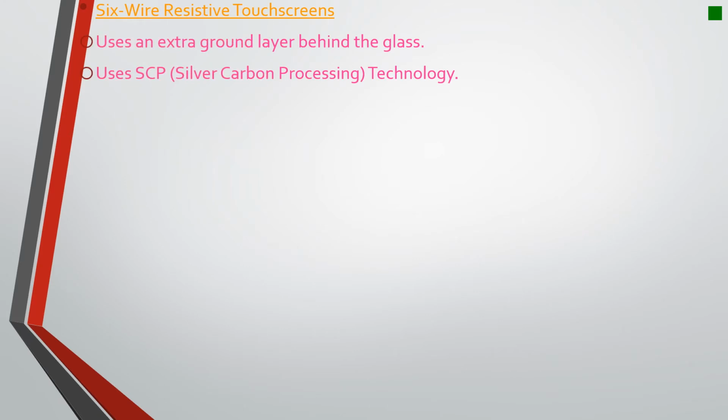6-wire resistive touchscreens. 6-wire resistive touchscreens are different from the various other variations of resistive touchscreens in that they use an extra ground layer behind the back layer, or the glass layer. They also make use of silver carbon processing technology, which you can say in a very short statement is very advanced.